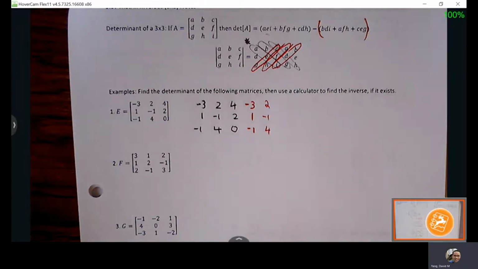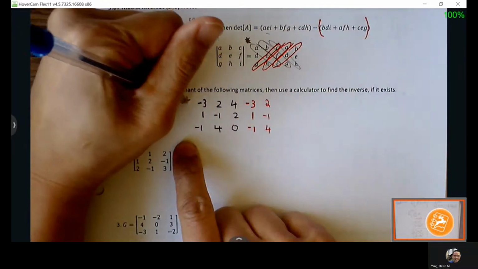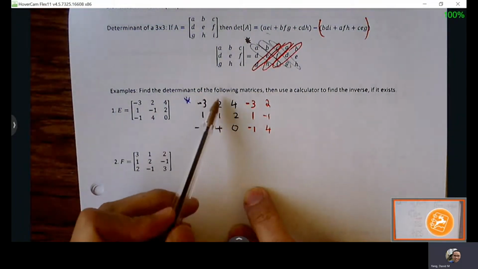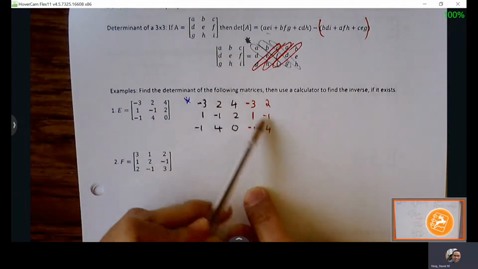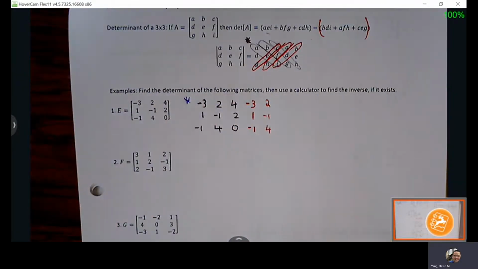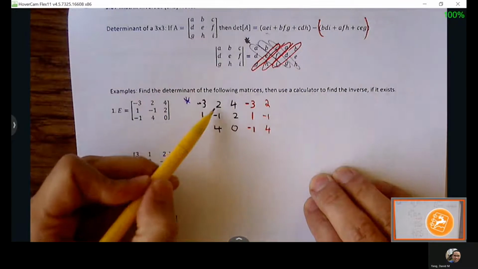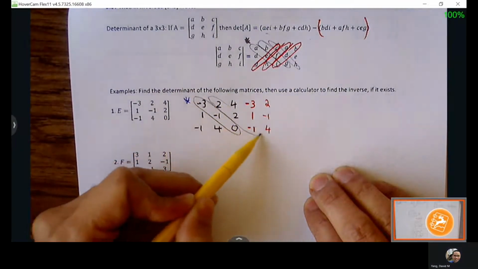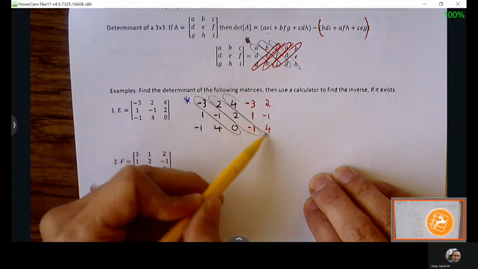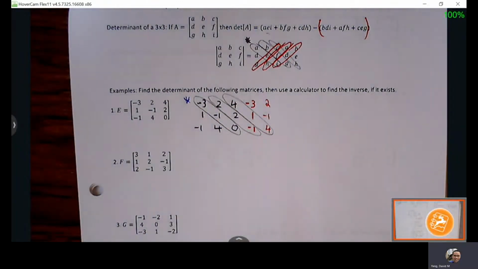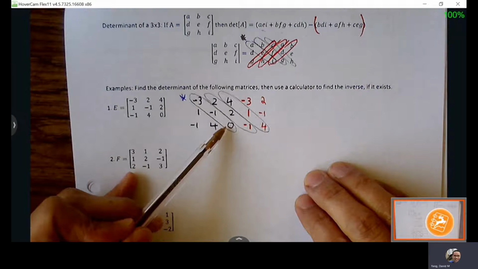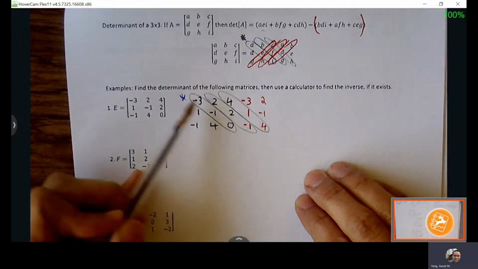All right, so now starting at the upper left corner, put a star here to indicate that's where we start. You're now going to find all the diagonal triplets in this direction. You should have 3. Three triplets. So now we're going to multiply each of the triplets, and then we're going to add them together.